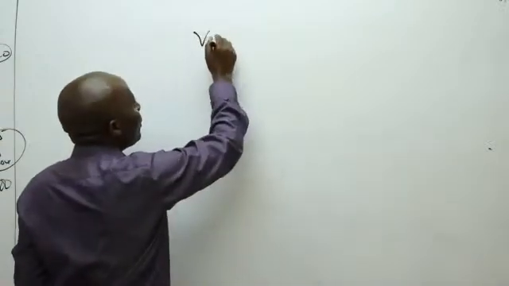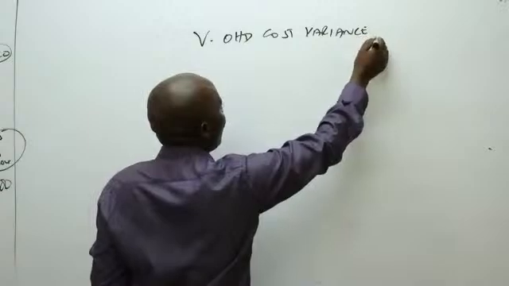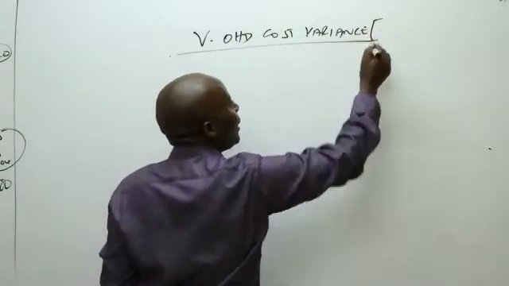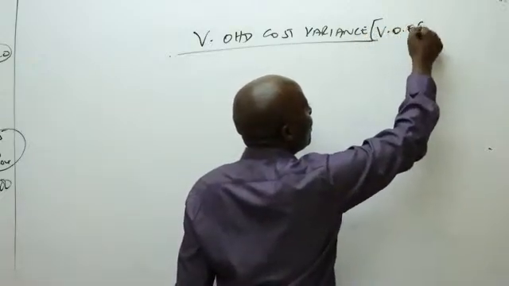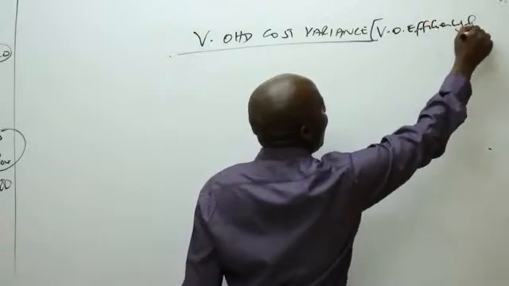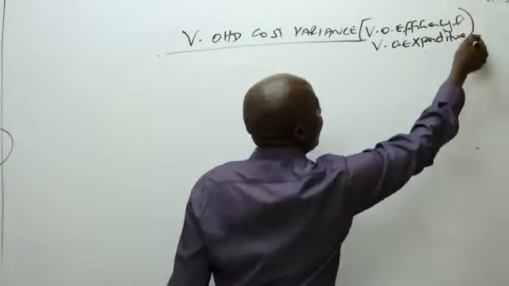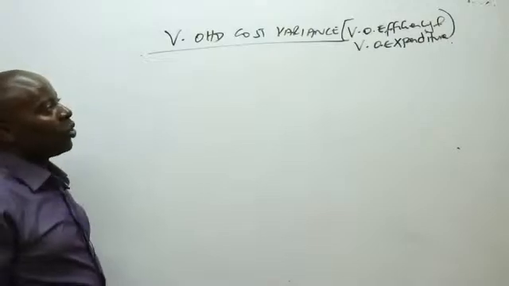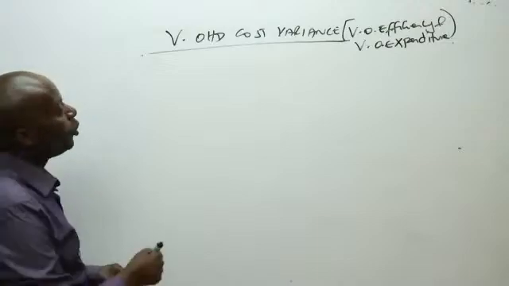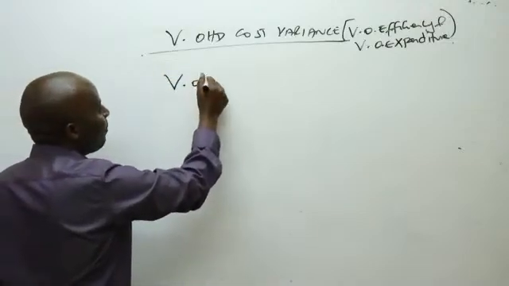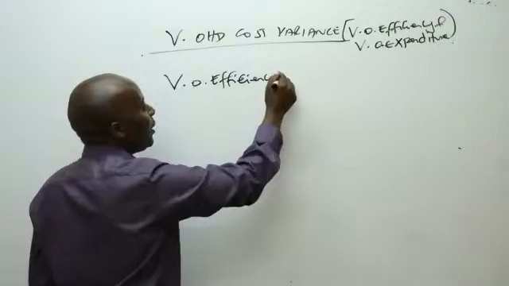So, variable overhead cost variances. This again is divided into 2. We have the variable overhead efficiency variance and the variable overhead expenditure variance. I would want us to start with the first type of variable overhead cost variance, what we are calling the variable overhead efficiency variance.